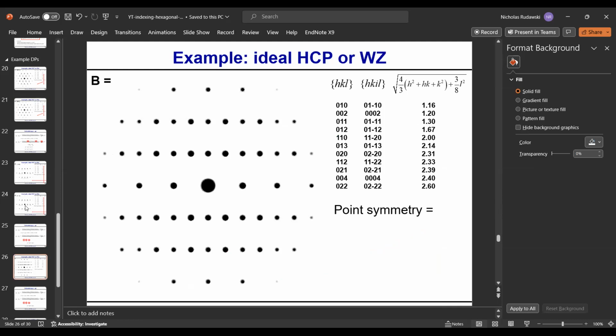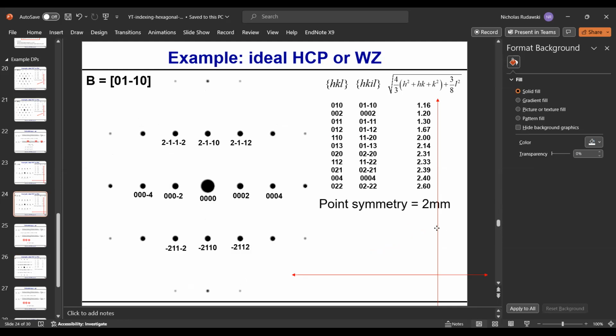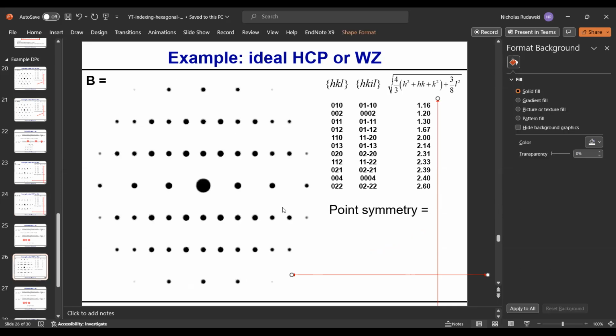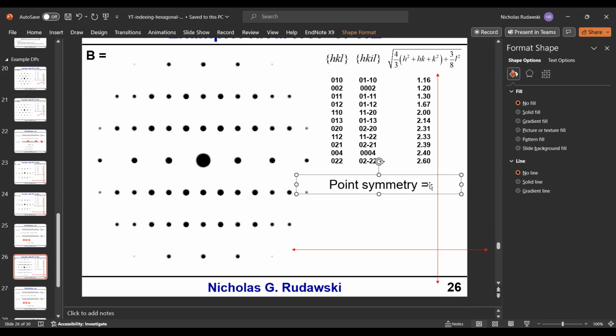Okay, so let me grab my arrows here. Point symmetry. Yes, this is 2 mm. So now this is a unique structure here because we now see some holes. We see some holes where we think we might be seeing spots, but we don't. Okay, so G1 and G2. It's not very obvious, but this is actually the shorter of these, the ones pointing up and down.